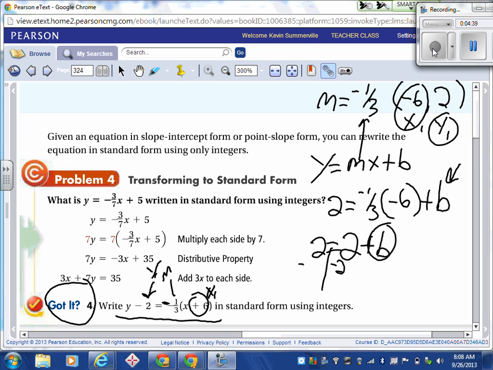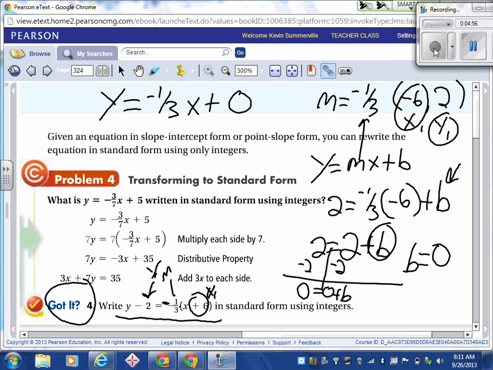Okay, so if I want to get b by itself, I need to take the opposite of 2, so I need a minus 2 to both sides. That cancels. 2 minus 2 is 0. That cancels over there to be 0, and we've got plus b. So b is going to equal 0. So I input everything back, I end up with that equation. y equals negative 1/3 x plus 0. But I need to change it to ax plus by equals c.